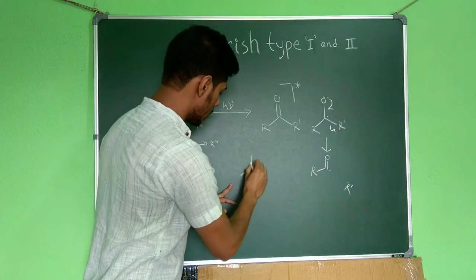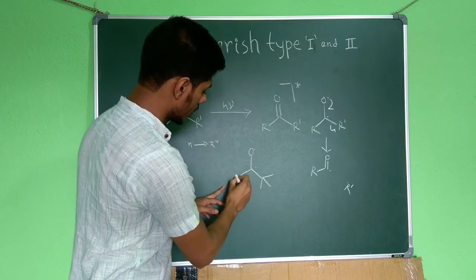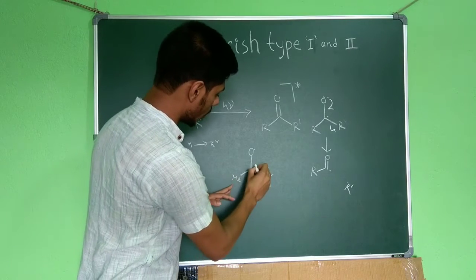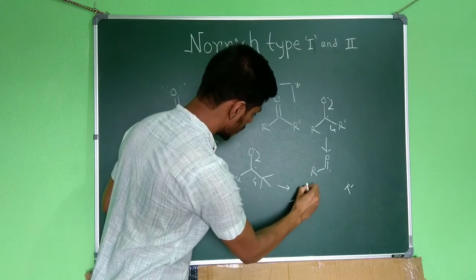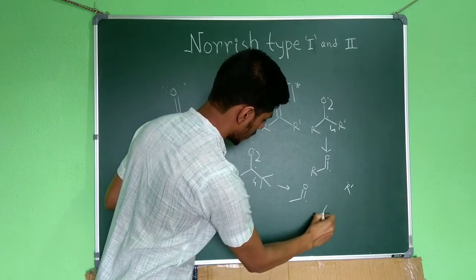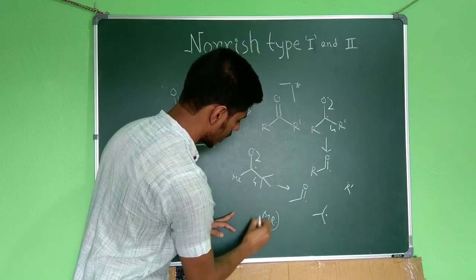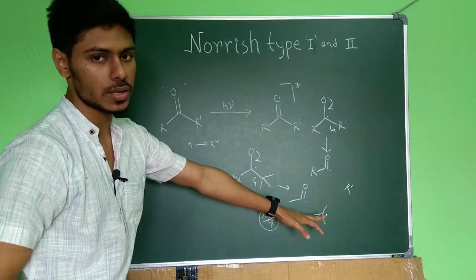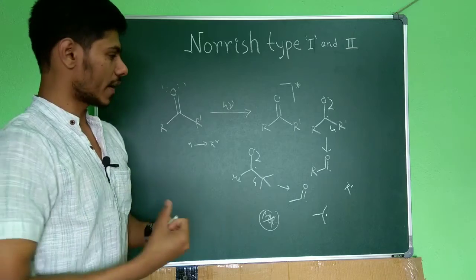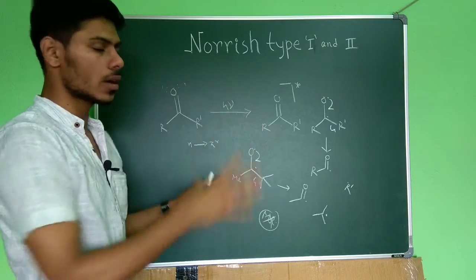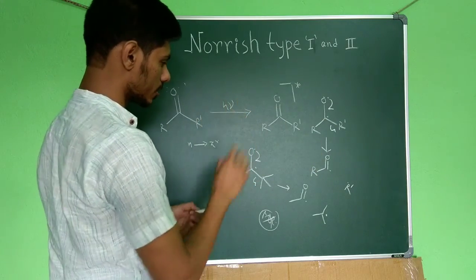For example, if you have a case like this where you have a tertiary butyl group over here and a methyl group over here, then of course after this step you are going to get this one, the tertiary butyl radical, and not the methyl radical. So this is dependent on the relative stability of the radical, and this is the case of the Norrish type 1 reaction. Now what will be the fate of this particular thing next?